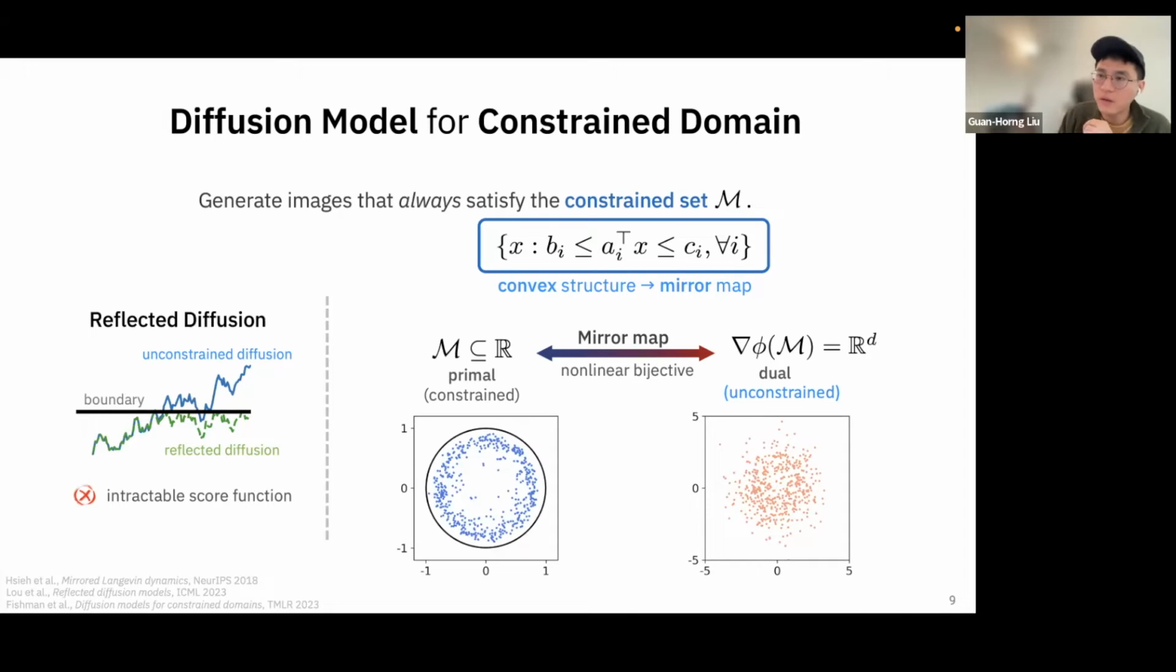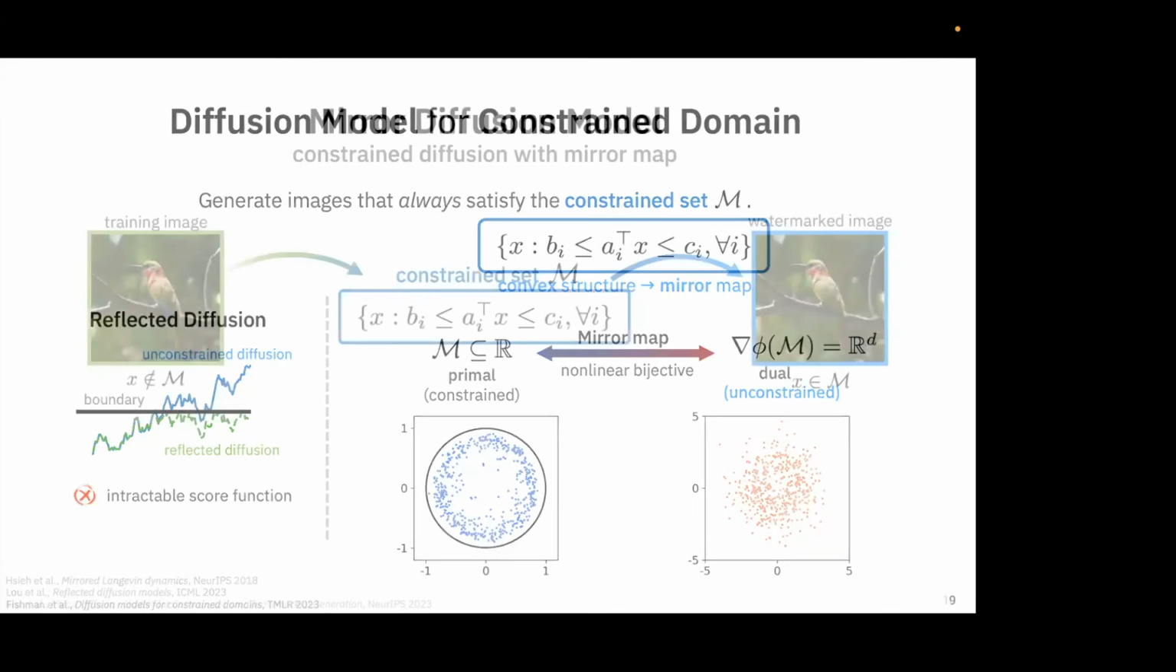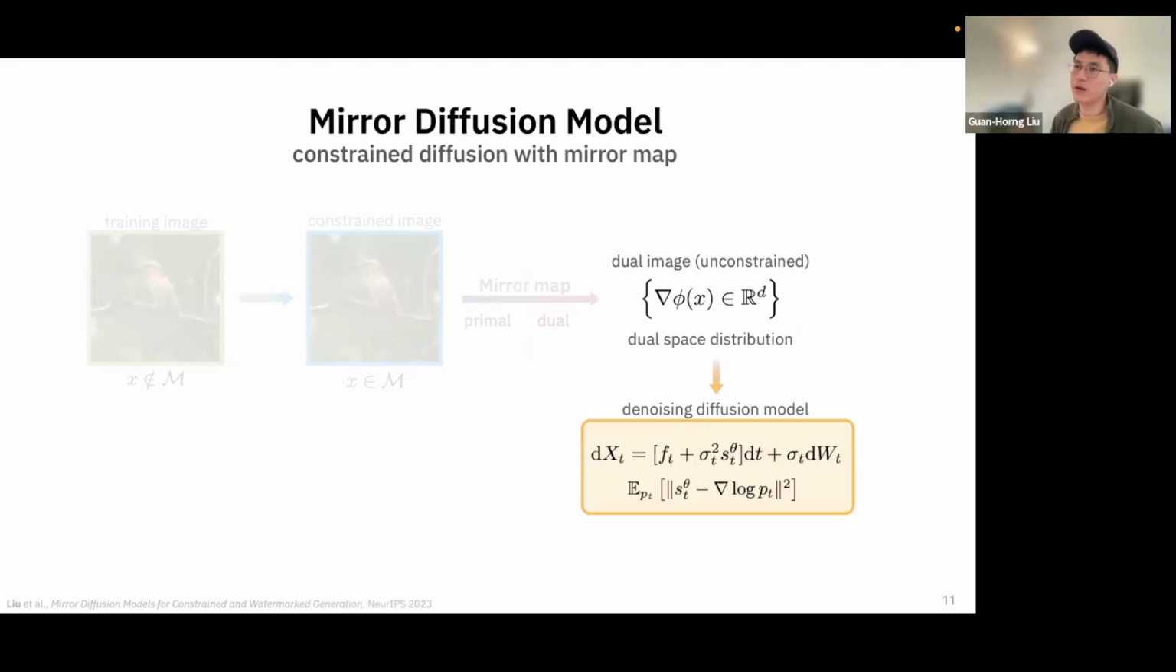Yes, sorry, I just wanted to ask regarding the next slide. I just want to understand the training here. Is it done with the normal gradient descent or with this mirror gradient descent? Okay, so that's one of the differences between Mirror Langevin and Mirror Diffusion. For Mirror Diffusion, the only thing that we took from Mirror Langevin is the mirror map. So everything inside the dual space stays exactly the same as training a standard denoising diffusion model.